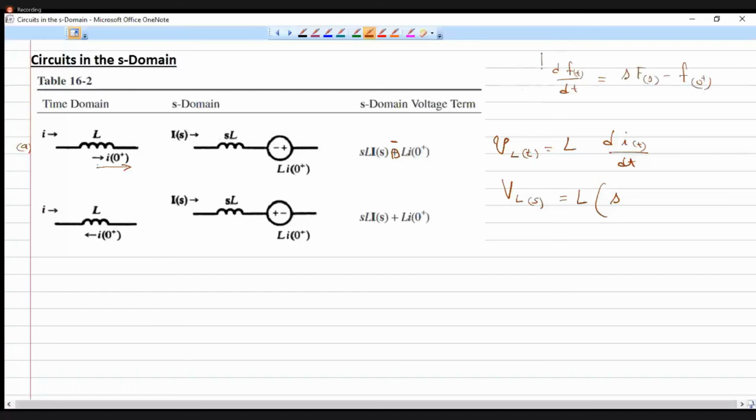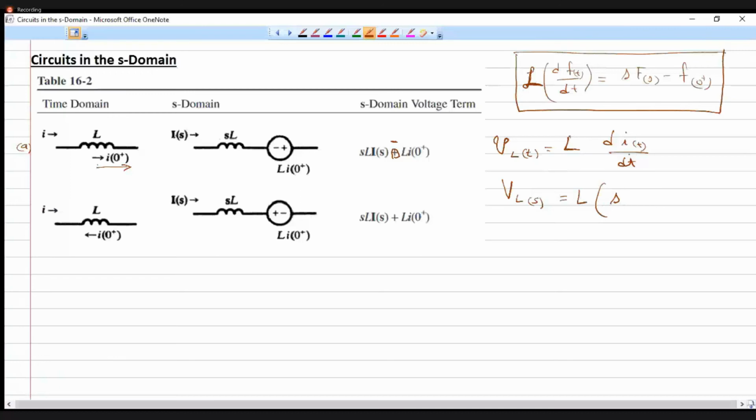Okay, this is the identity that we are going to apply here. So this L is not the inductor value. This is the Laplace operator. Okay. L of d by dt of f of t is equal to s into F of s minus f of 0 plus. This is the inductor value L. Okay, don't get confused.